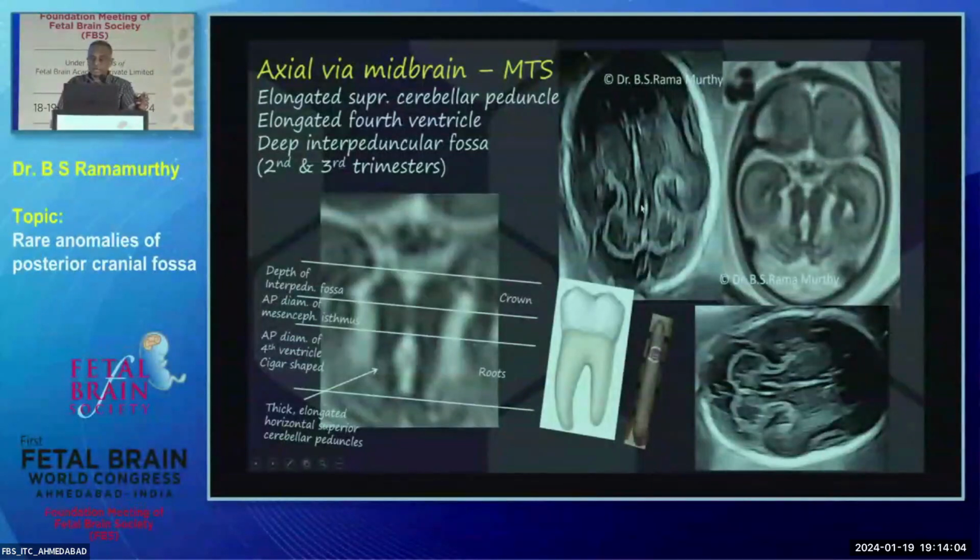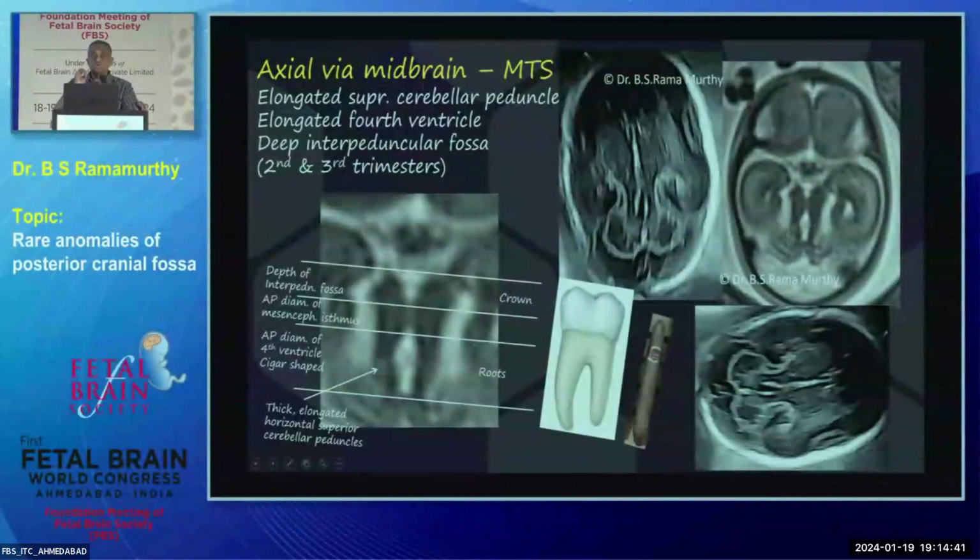Now, in the same plane, if you just rotate it, you will see that the long fourth ventricle we spoke of is flanked by two long, parallel structures which are more horizontal than they should be. What are these? Those are the superior cerebellar peduncles, and they form the roots of the molar tooth. The mesencephalon itself forms the body, and the thalami give you the appearance of the crown of the tooth, and this is the MR picture showing you very elegantly.